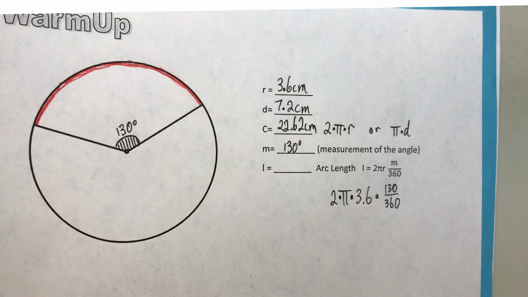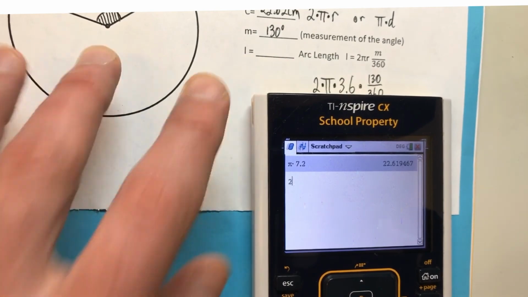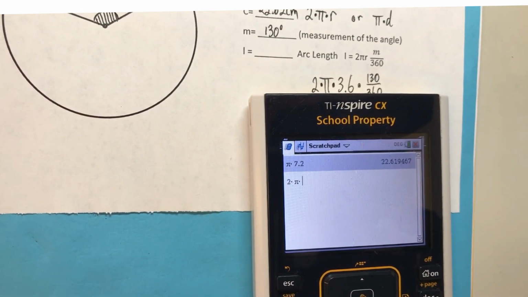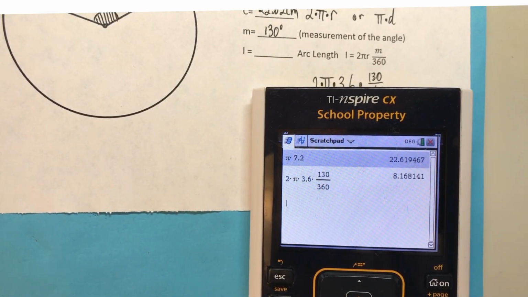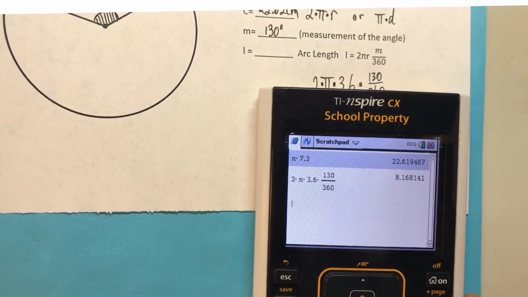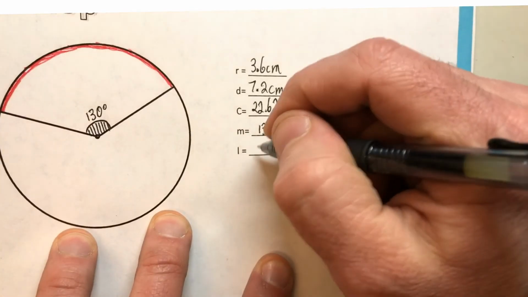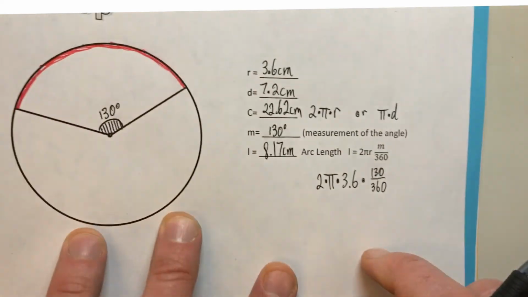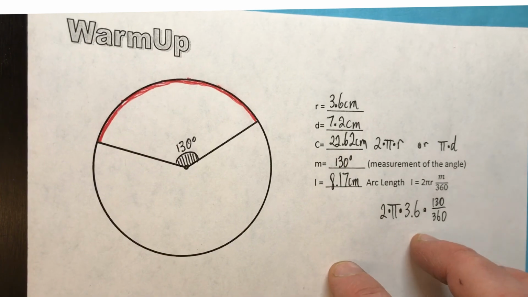Type that whole thing in your calculator real quick. 2 times pi times 3.6 times 130 over 360. And so about 8.17 centimeters. All right, and that is what we're going to practice on today.